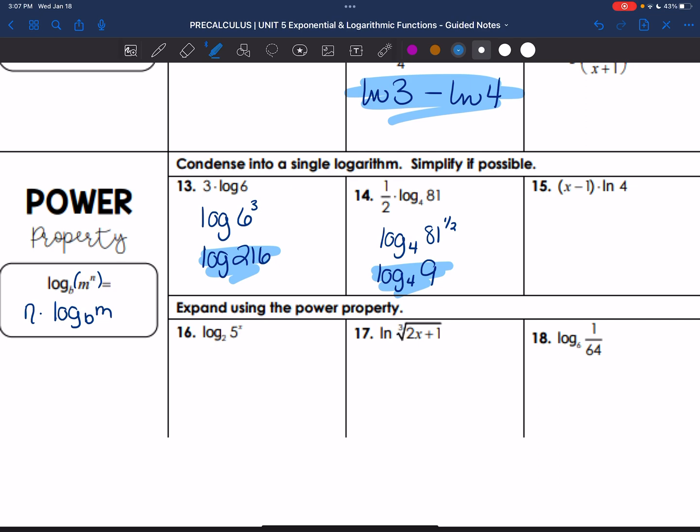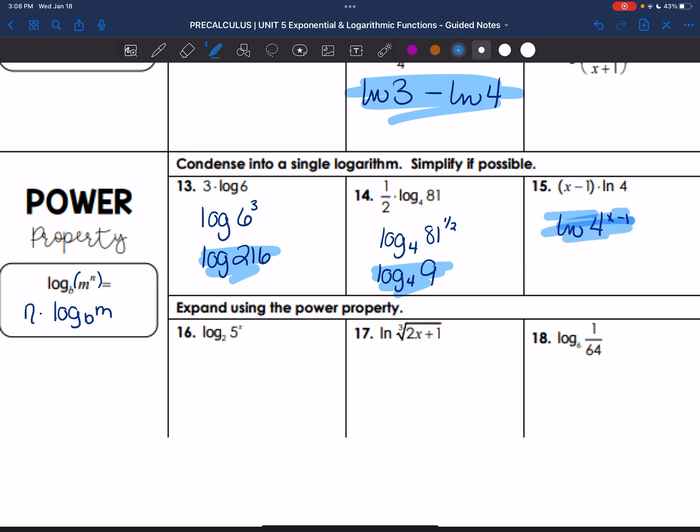And then last of all, on this last one, we would have the ability to rewrite this as the natural log of 4 to the power of x minus 1. And that is as far as that one can go.